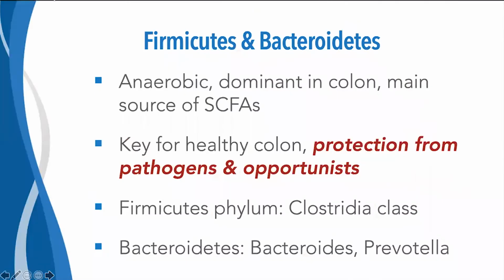So just a little bit more about the Firmicutes Bacteroidetes phylum. Just to reiterate, they're anaerobic and they're dominant in the colon and the main source of short-chain fatty acids. And those short-chain fatty acids have many important effects, one of which hopefully we'll have a little bit of time to go through here in a little bit when I go through one of the studies, but they're definitely overall key for colon health, particularly in terms of protection from pathogens and opportunists.